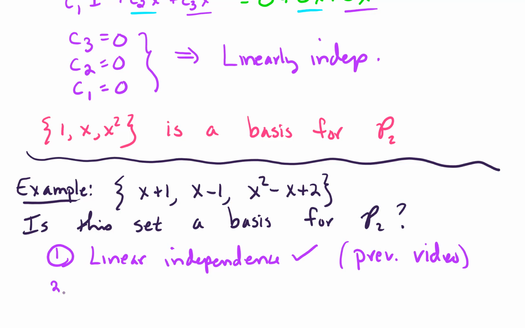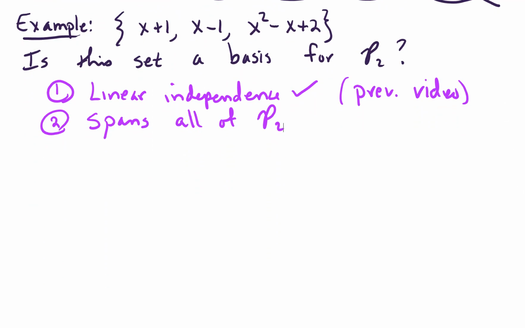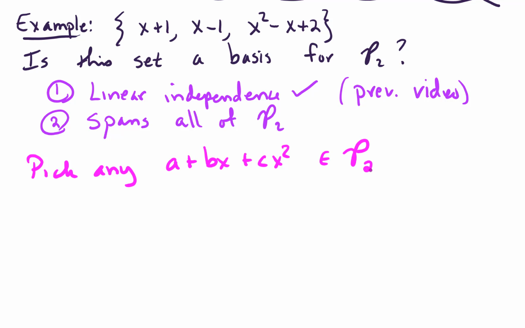So the only thing we have left to check at this point is whether this set spans all of P2. Can we write any degree 2 or less polynomial in terms of these little polynomials that were given right here? Okay, so let's write this down. Let's pick any a plus bx plus cx squared from P2.